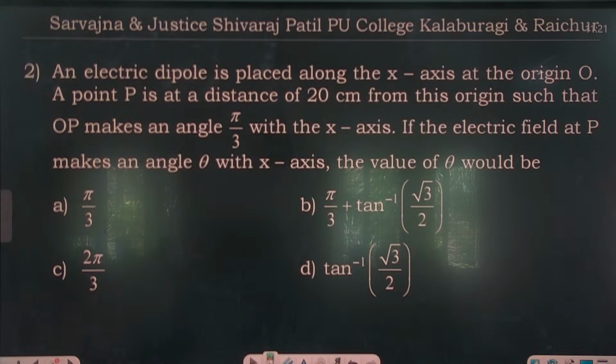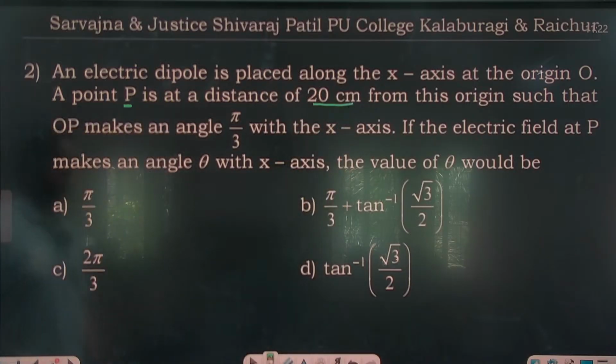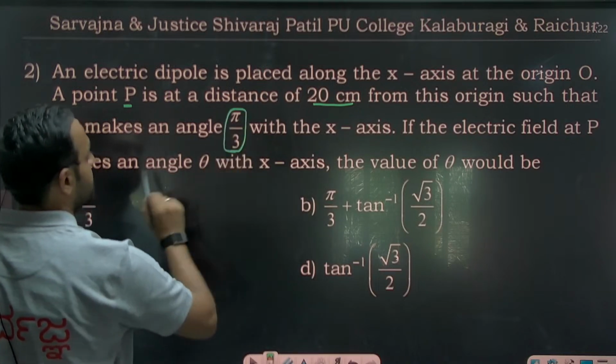Write this down. Right, electric dipole is placed along x-axis at the origin at a point P. A point P is at a distance of 20 centimeters from this origin, such that OP makes an angle of how much? Makes an angle of pi by 3 with x-axis.